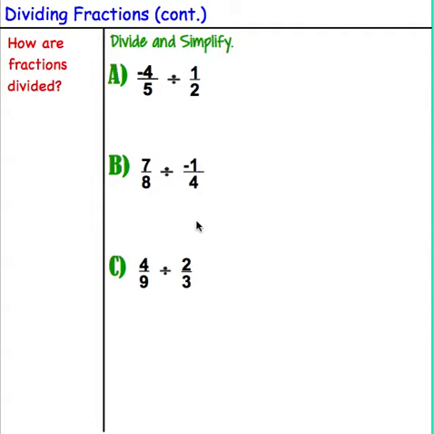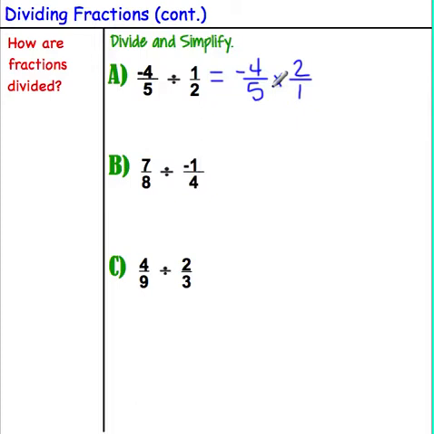Let's start right in with this first problem. We have negative 4/5 divided by 1/2. Now using our process, we keep the first fraction, so negative 4/5. We flip the second fraction, so now we have 2 over 1. And we change the sign to multiply.